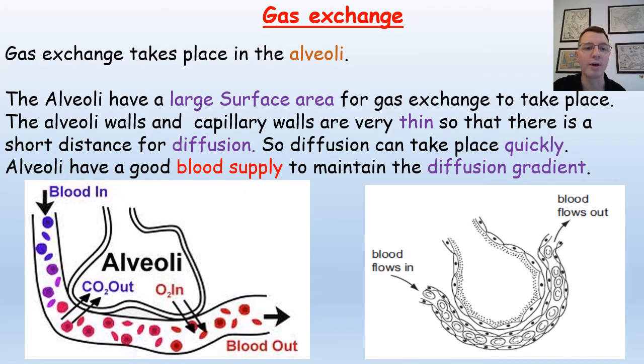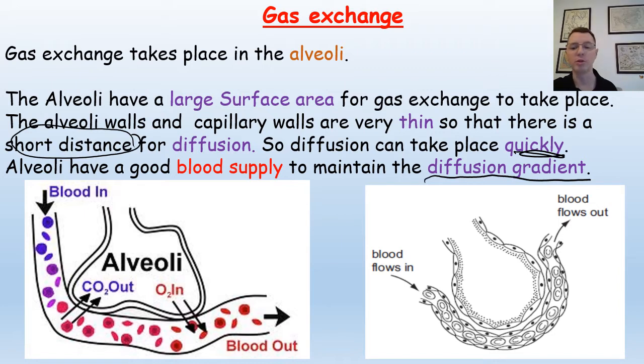So here are the answers. Gas exchange takes place in the alveoli, and the alveoli have a very large surface area for gas exchange to take place. The alveoli walls are very thin, as are the capillary walls, so there's a very short distance for diffusion. So diffusion can take place very, very quickly. The alveoli also have a good blood supply to maintain that diffusion gradient.